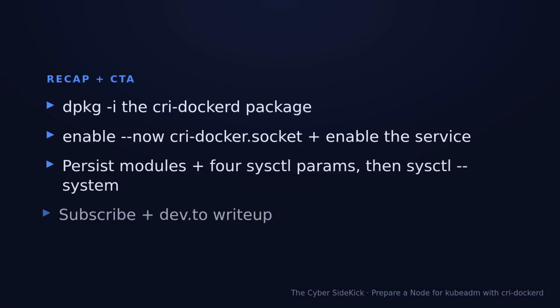So, install cri-dockerd with dpkg. Enable and start the socket and service. Persist the modules and the 4 sysctl parameters, then load them with sysctl --system and verify. That is a full kubeadm node prep with no manifest in sight.